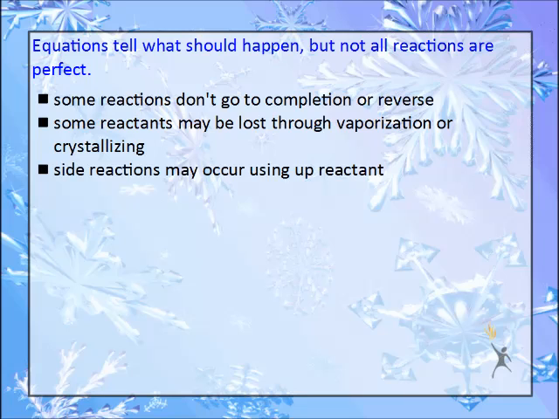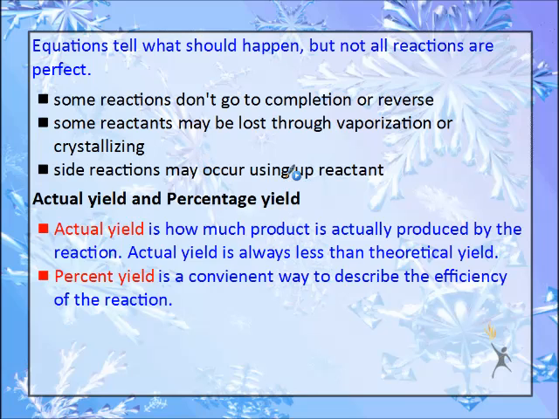Equations tell us what should happen, but not all reactions are perfect. Again, some reactions don't go to completion. Some will actually reverse once they start getting so far. Sometimes product is lost through vaporization, crystallization. Sometimes side reactions occur. So we have 2 things we use called actual yield and percent yield. Again, some new vocabulary terms.